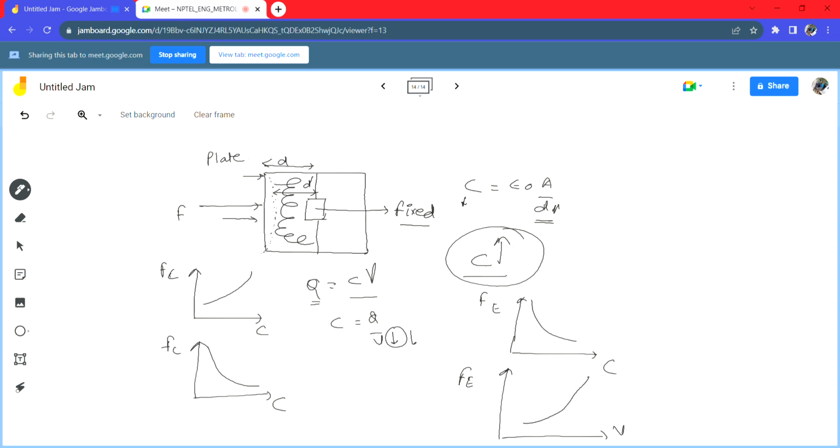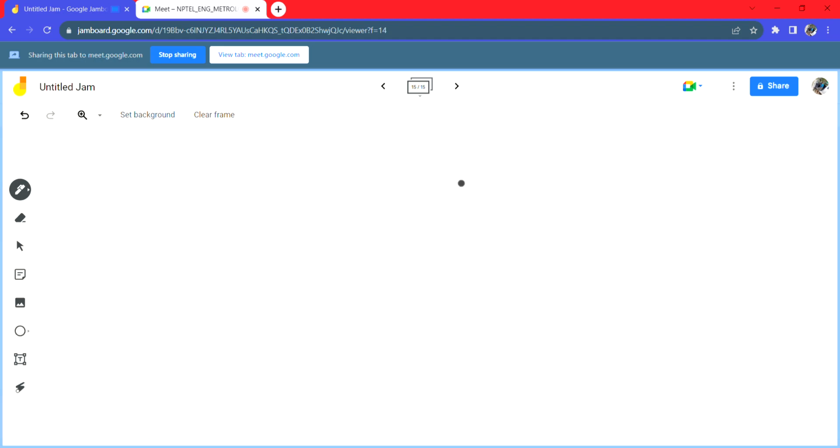So this is the concept of a capacitive type of force transducer. Another type of force transducer that we should see here is a piezoelectric crystal. Now in multiple discussions we have seen what piezoelectric crystals are. Let us see again how a piezoelectric crystal converts pressure into voltage.